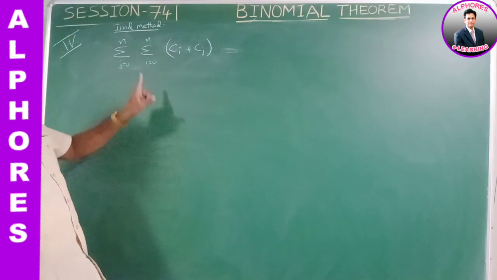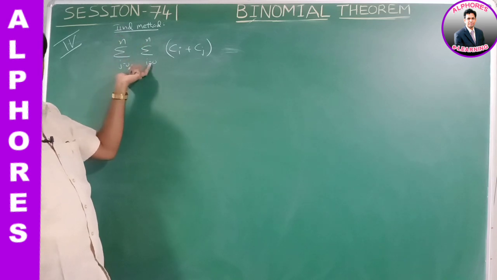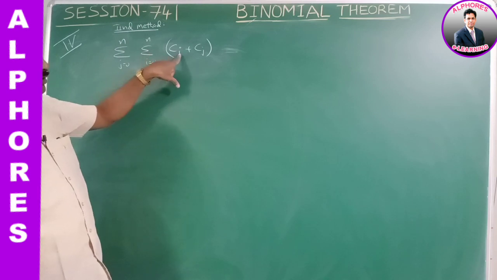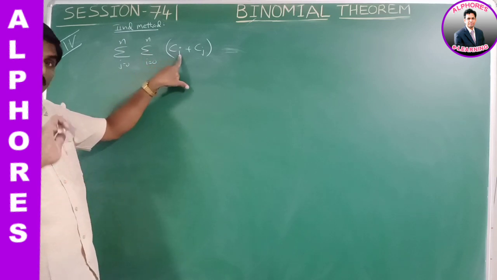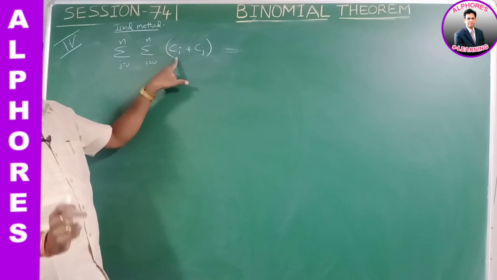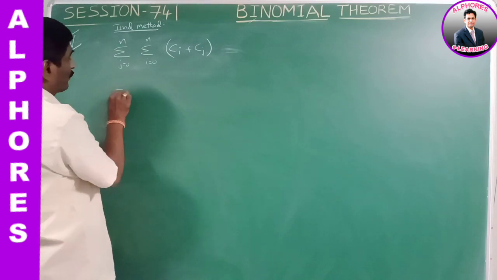Here, i starts from 0 to n, and j starts from 0 to n. There is no relation between i and j. i takes any value, j takes any value. Suppose i is 0, then j starts from 0 to n. Suppose i is 1, then j takes any value from 0 to n. So, the expansion of this value, please write this down, very, very important.